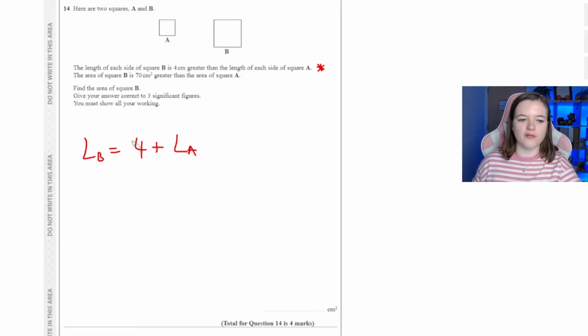That's how I've set that up. 4 meaning 4, and then plus meaning the greater part. Then is the same as, is that bit there. Okay, and then next part, let's look at the next sentence, this bit here.